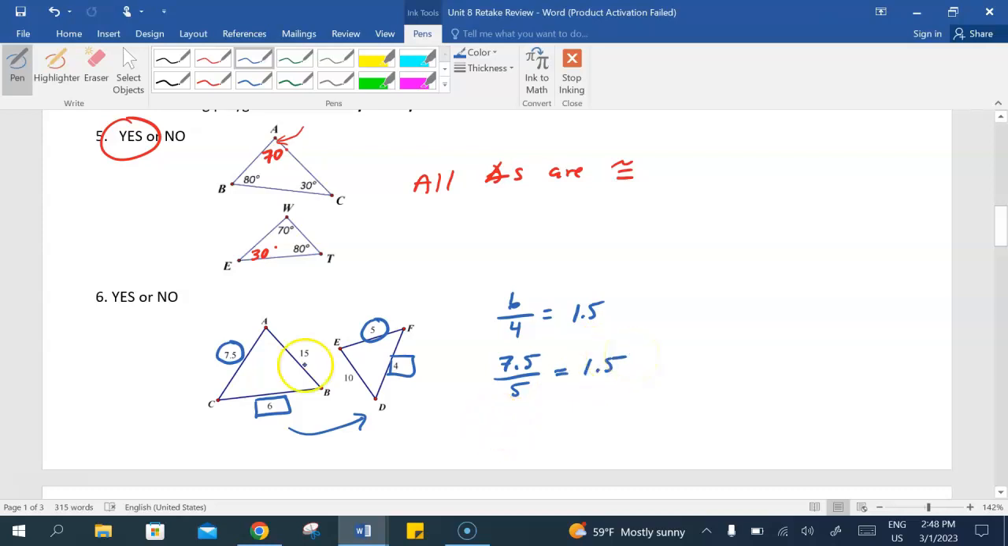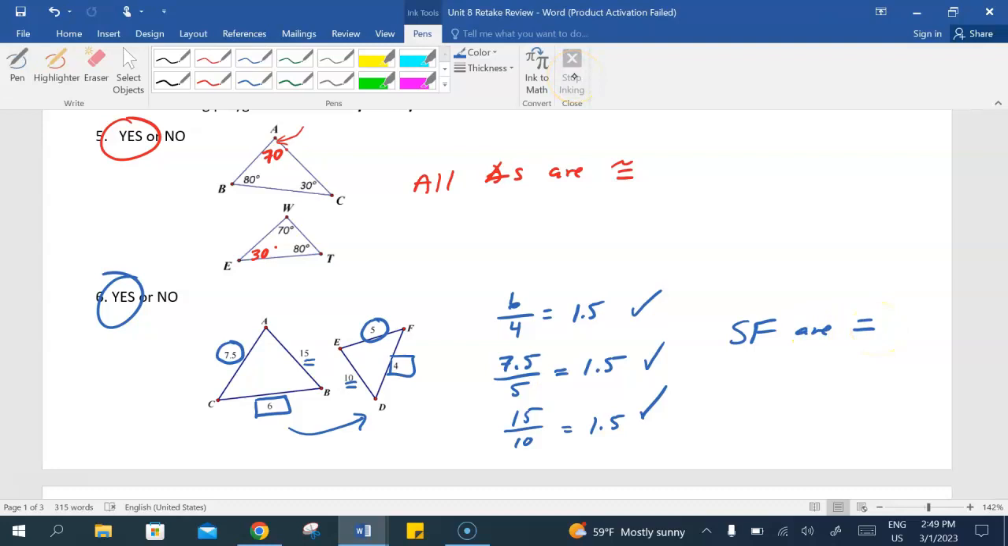Next one. Last one, 15 and 10. So 15 divided by 10 gives you 1.5, which means that they are all the same. So yes, they are similar because scale factors are equal. Okay.